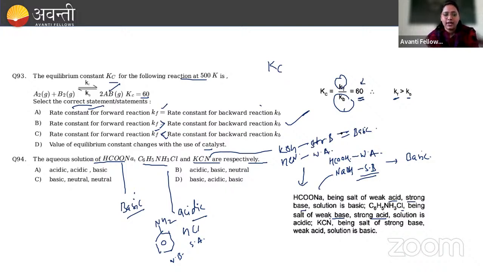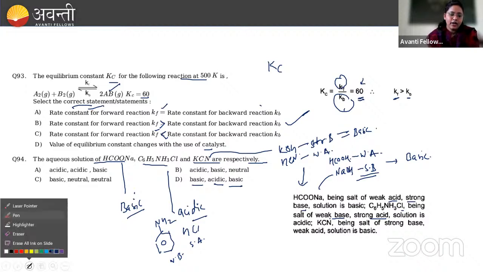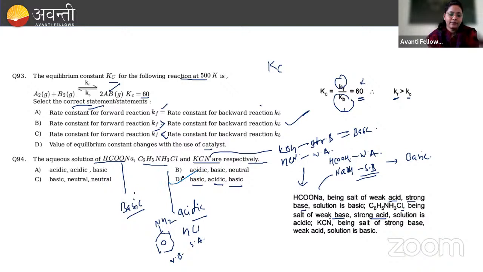Acidic, basic and basic, acidic and basic, acidic and basic. So option D will be the correct answer here. Yeah, everyone, are you getting this?